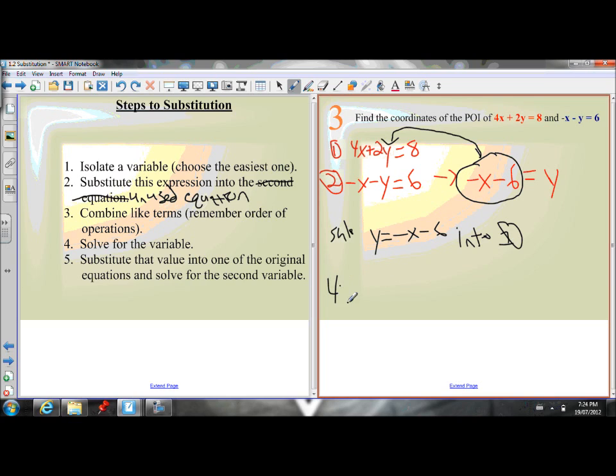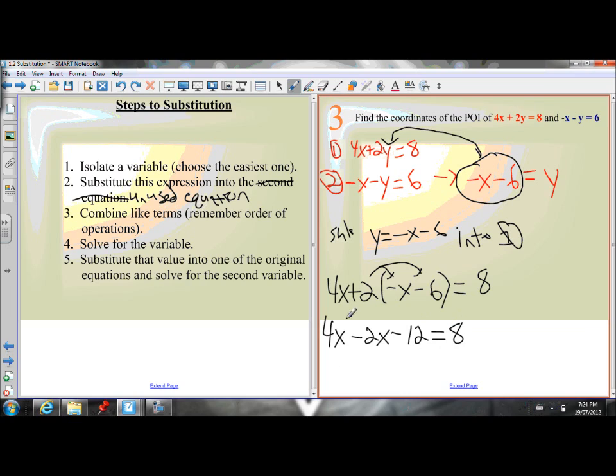So 4x plus 2, I know y is equal to negative x minus 6. I'm going to put that in brackets so that I remember to distribute that 2 to both terms inside, equals 8. Always do brackets first. 4x, so 2 times negative x is negative 2x, and 2 times negative 6 is negative 12.